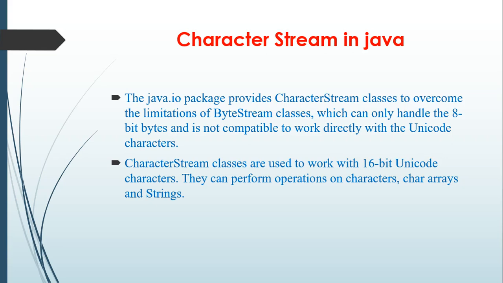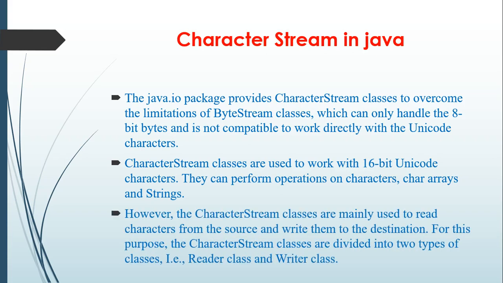Character stream classes are used to work with 16-bit Unicode characters. They can perform operations on characters, char arrays, and strings. However, the character stream classes are mainly used to read characters from the source and write them to the destination. For this purpose, the character stream classes are divided into two types of classes: reader class for reading the data and writer class for writing the data into a destination.